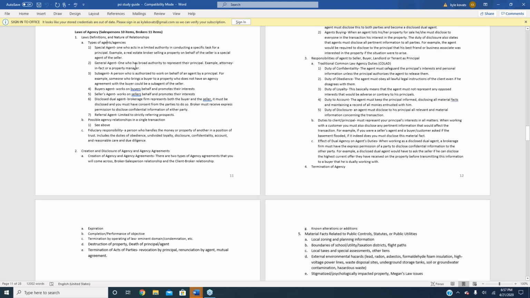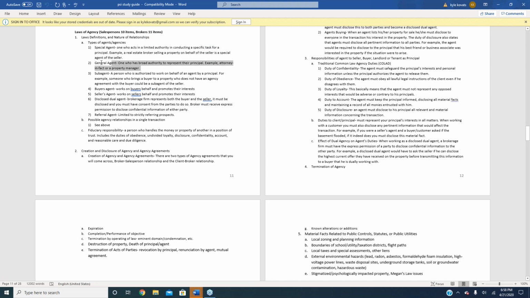Then we get into laws of agency here. First and foremost, talking about principals and agents. If you're trying to determine who's the principal and who's the agent, ask yourself who works for who. Whoever works for somebody is the agent. Whoever's being represented is the principal. Now, different types of agents here. A special agent, they're probably going to ask you what's the best description? What's the best example? The best description is somebody who has limited authority. The best example would be a real estate broker.